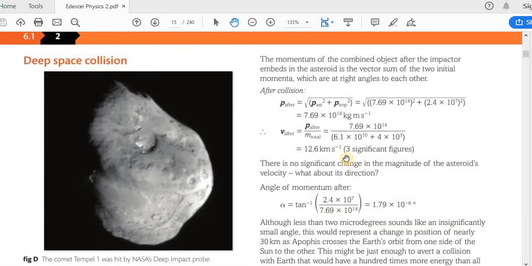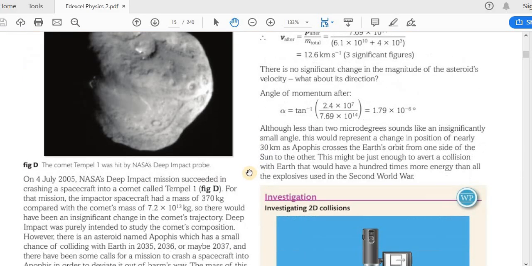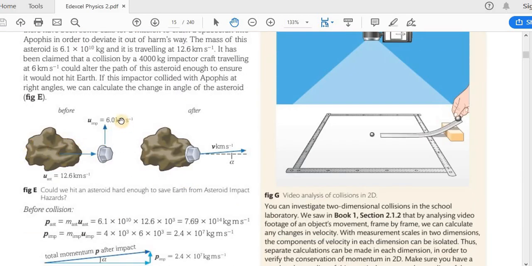So it's a very small change, but when you round it off to 3 significant figures, it's still the same, because this is much heavier compared to this object. And also, that's why there isn't a big change, but even a small change in the angle can significantly deviate it once it comes towards the earth.